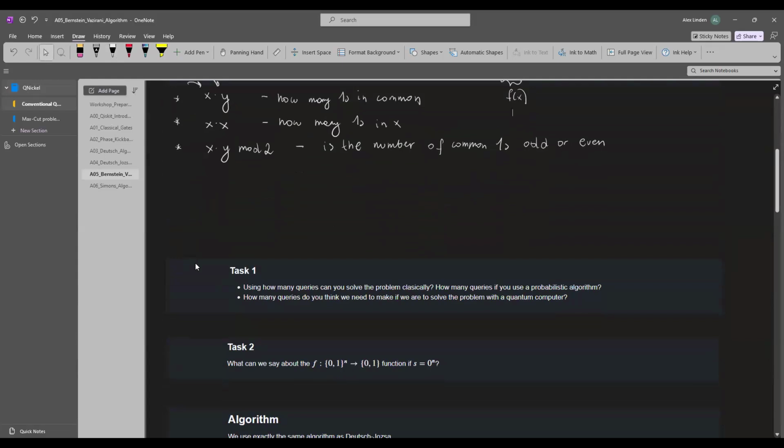So task 1 is: using how many queries can we solve it classically. And then again we'll place some bets. I'm giving you a couple of minutes, just like 2 minutes, for thinking.